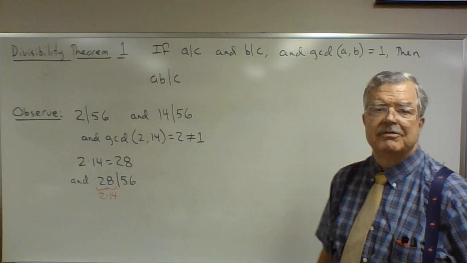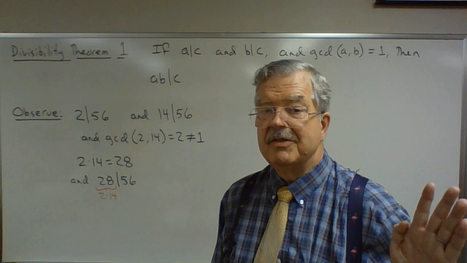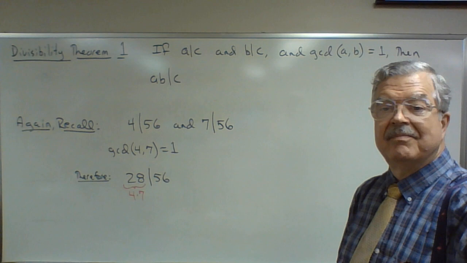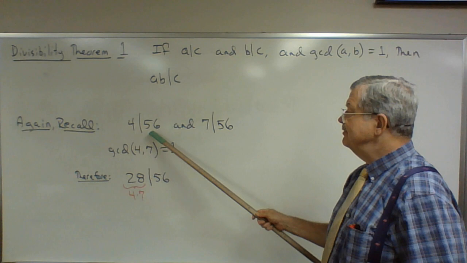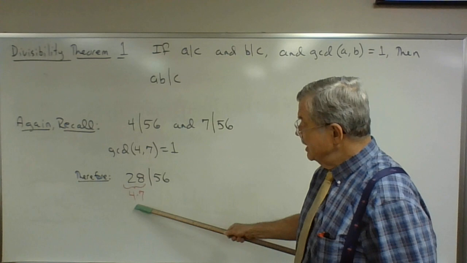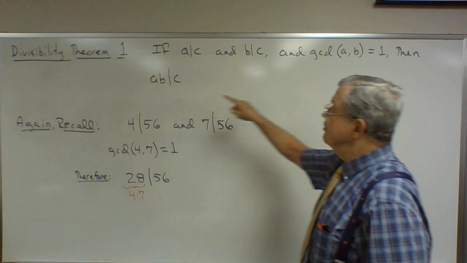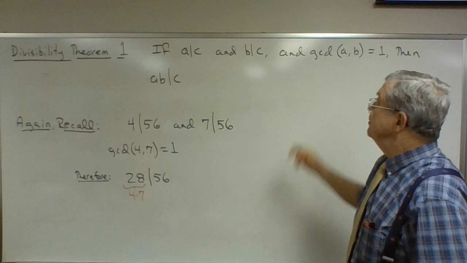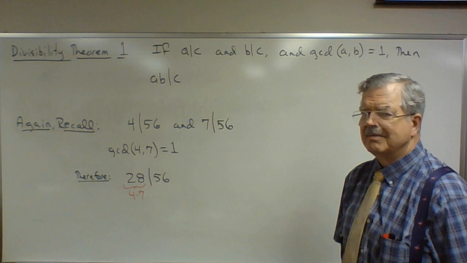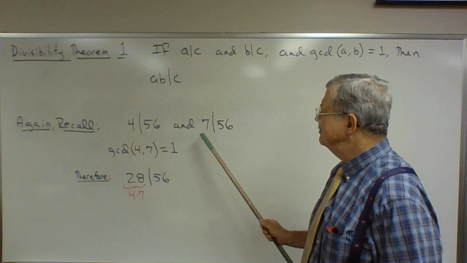Well, then what good is this theorem anyway? Well, it's valuable in the case where the hypotheses are satisfied. We did this before. 4 divides 56, 7 divides 56, but 4 and 7 are relatively prime. So we know right now their product, 28, will divide 56. In this case, where 4 and 7 are relatively prime, their product will divide 56 because the hypotheses were satisfied. Well, why go through all that trouble? I know when 28 divides 56, I don't have to see if 4 divides 56 or 7 divides 56.